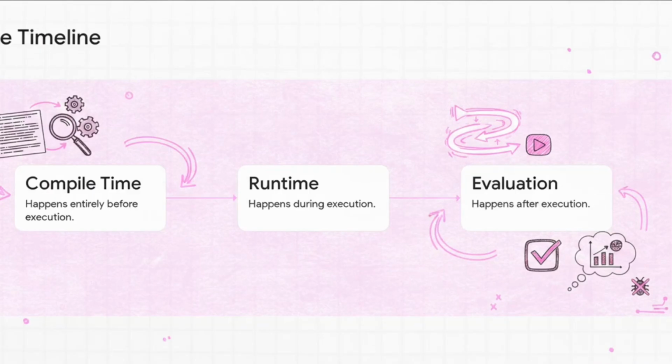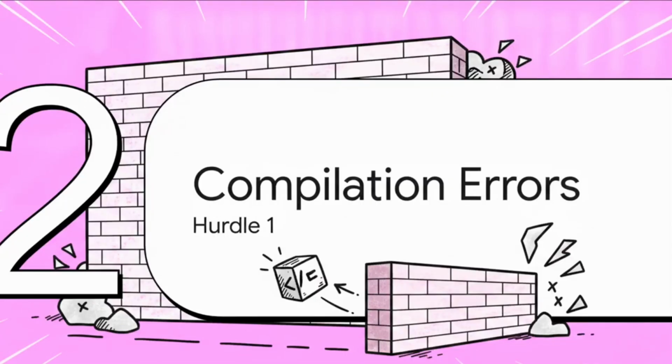Let's trace the actual journey a piece of source code takes. Diagnosing an error is pretty much entirely about knowing which of these three chronological steps tripped up your code. You've got compile time right at the start, runtime during execution, and finally the evaluation step. Every single error you encounter belongs to exactly one of these phases. Moving right along to Section 2, Hurdle 1, Compilation Errors.